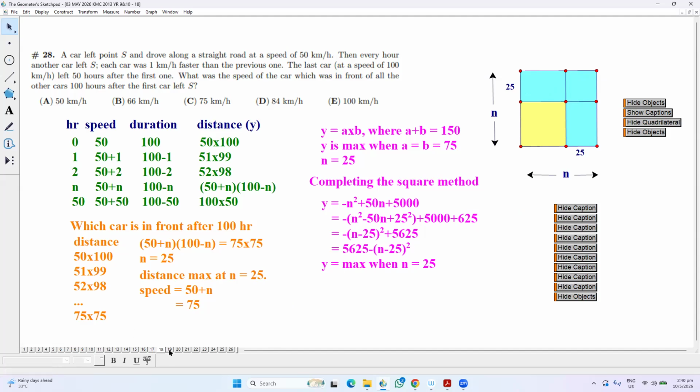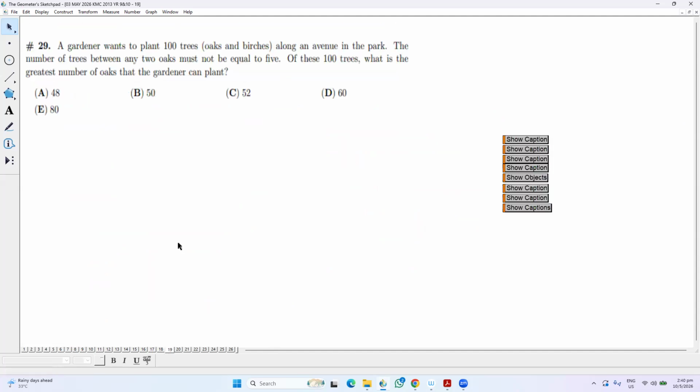Next question. A gardener wants to plant 100 trees, oaks and birches, along an avenue in the park. The number of trees between any two oaks must not be equal to 5. Can be any number, but not 5. Of these 100 trees, what is the greatest number of oaks that the gardener can plant?